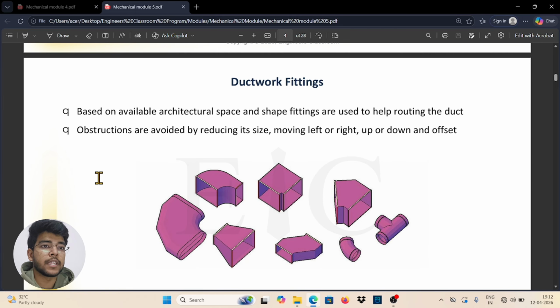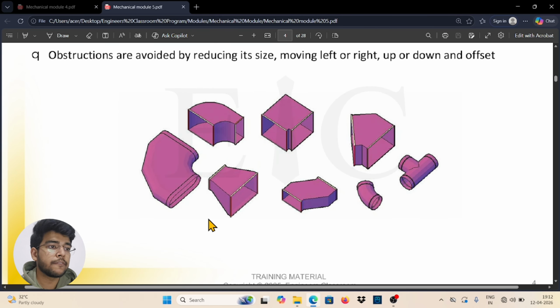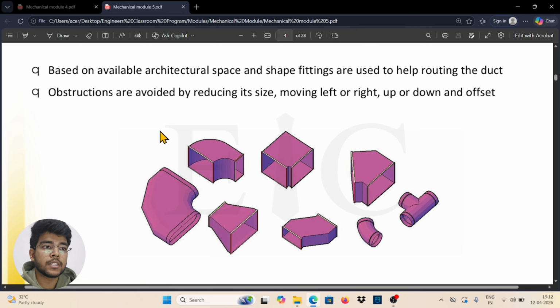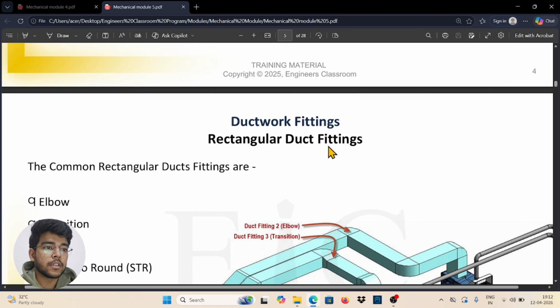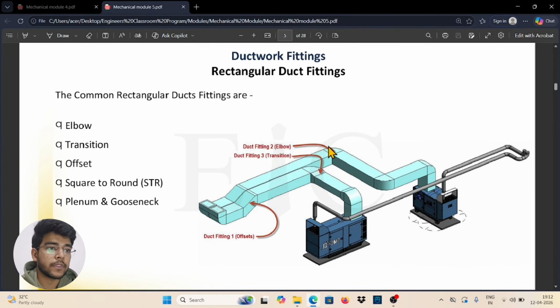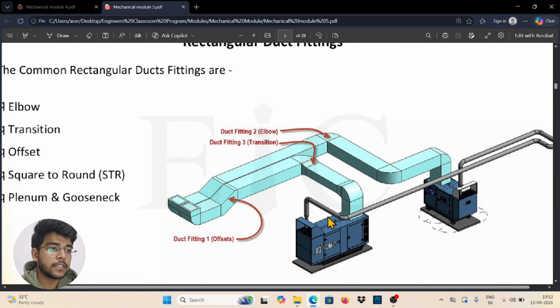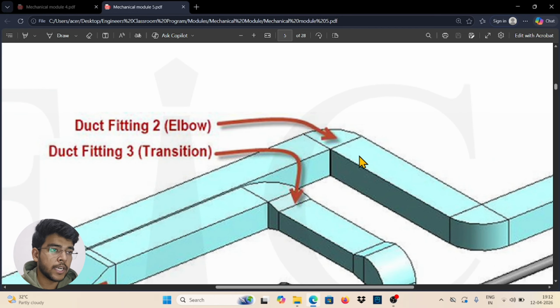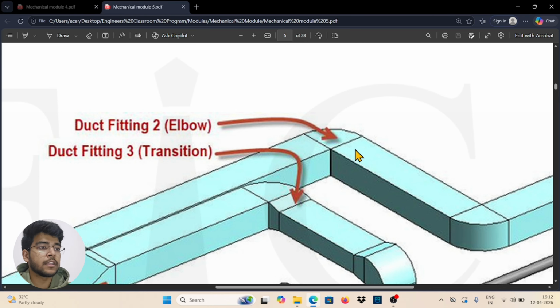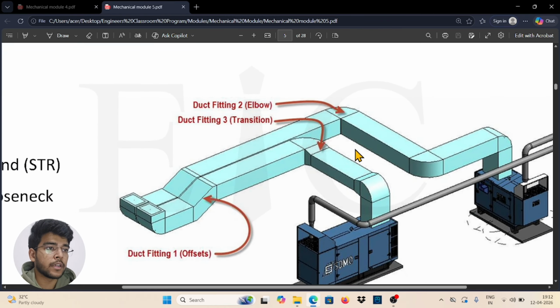Starting with ductwork fittings, you can see on my screen there are several types of fittings you can use during ducting. Different shapes are acquired by the fittings. This is a T, this is mitered, this is an elbow. In my ducting area, the machine is here and ducting takes place from here. You can see the duct fitting as elbows. This is called an elbow, which joins two ducts at 90 degrees in an elbow shape.